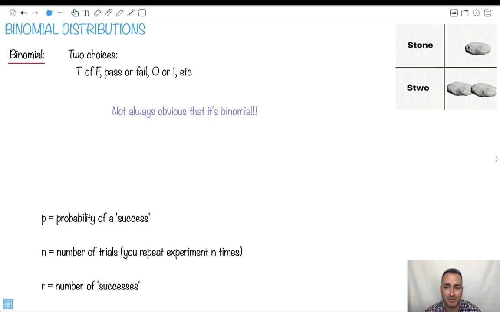I like this stone 2. Get it? It's almost like a 1, 2. I thought it was sort of binomial-ish.